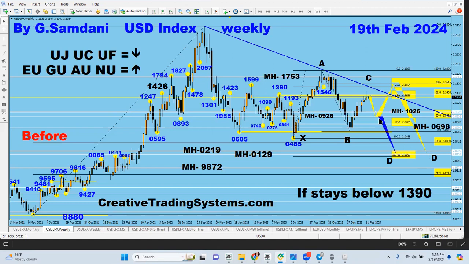And the second is if we drop here and then go straight to the downside. So currently I'm looking at staying below 1390 and dropping to this area. So if we start to do that, this will happen. These 4 pairs will go up and these 3 pairs will go down. So plan your trade and trade accordingly. As long as we stay below 1390 in the index, this will happen. 7 pairs, good opportunity.